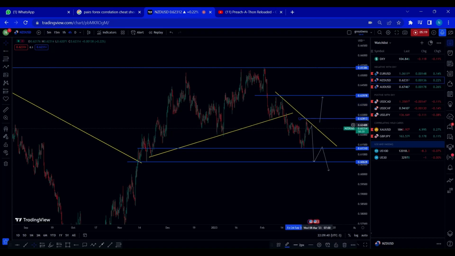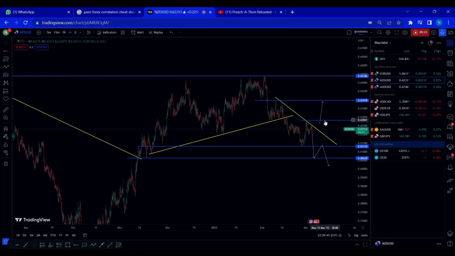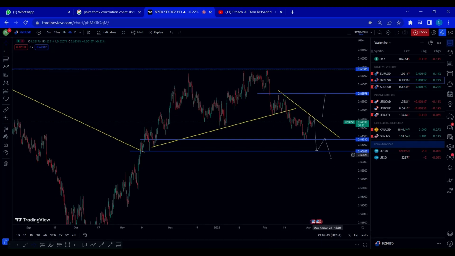Or just to keep it simple, just break above the trend line, bro. Just break above the trend line, and once we break above the trend line, then I know definitely for sure that the market will actually be selling, right? So now, looking at where the market is right now, let me remove this. Looking at where the market is right now, this is what I'm expecting.